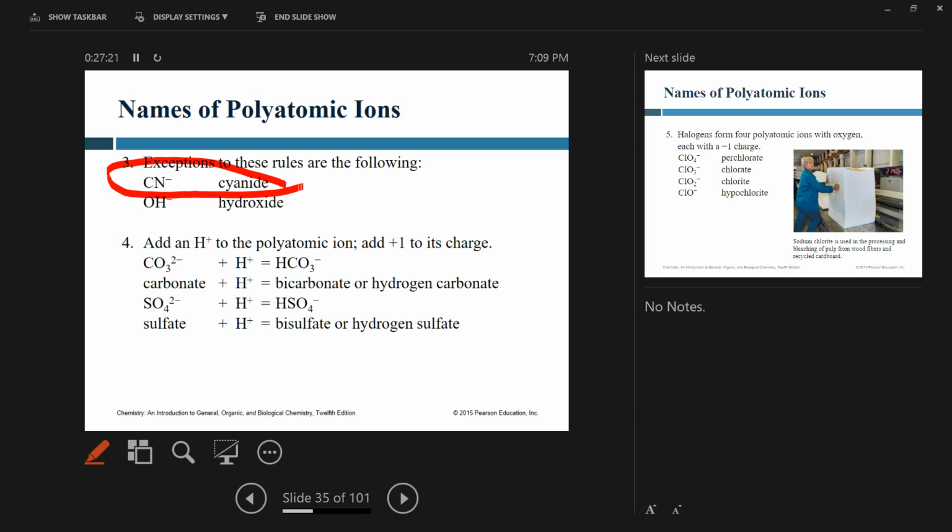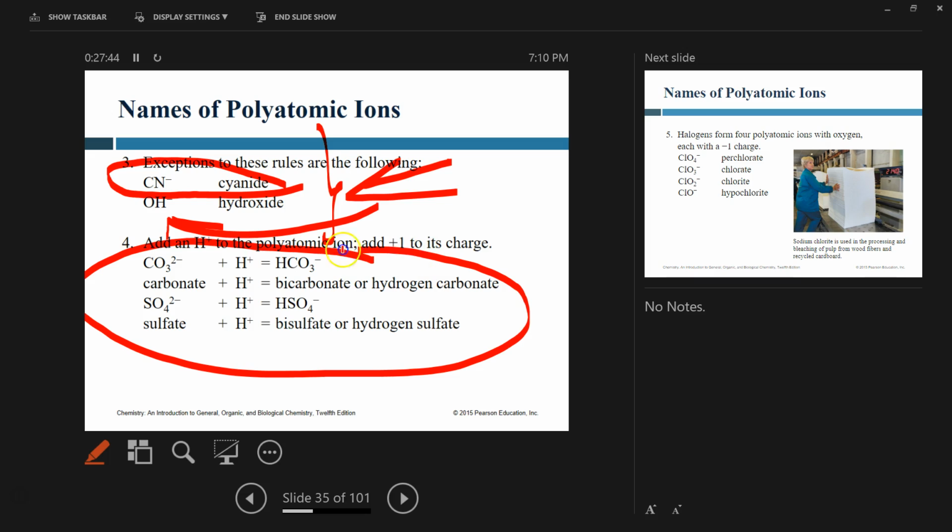And another exception is hydroxide, OH-. So it's basically like oxide but with hydrogen, so that's why hydroxide. Okay? And this too, also no. Now, if you start adding hydrogens, which I'm not going to do to you, I'm just letting you know.